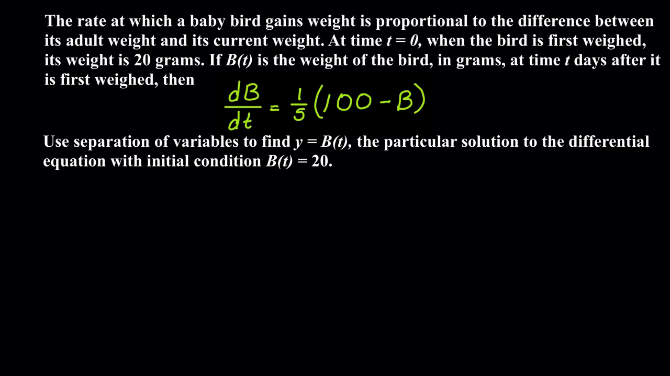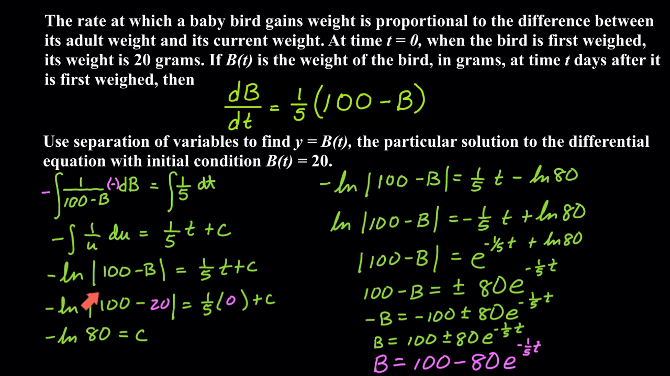Okay, well, when you go through the process here, you have u substitution that you have to use because the denominator will be u, and the derivative of that is negative dB. So you got to put a negative here and negative here, giving us negative integral 1 over u, which is negative natural log, absolute value. Plugging in your initial condition, which was 0, 20, so plugging those values in, you end up with c as negative natural log of 80. Substitute this back into c, giving us our equation here.